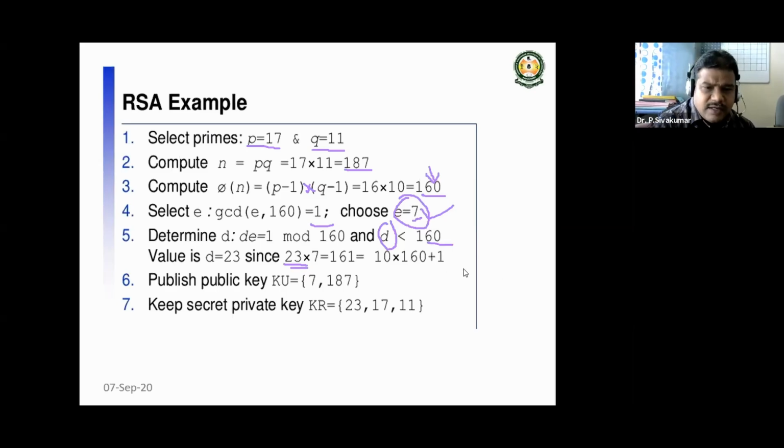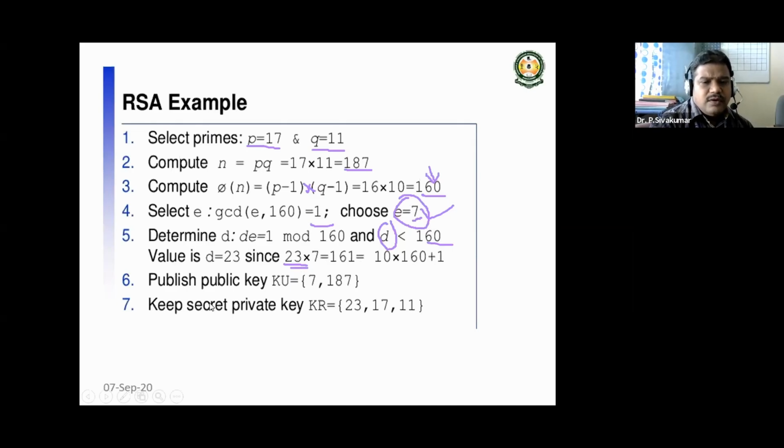Otherwise, we can directly take the formula. It is a small value, so you can use the formula because 23 into 7 is equal to 161. So 161 divided by 7 gives 23. So 23 into 7 is equal to 161, and from this formula we obtain the value 23.